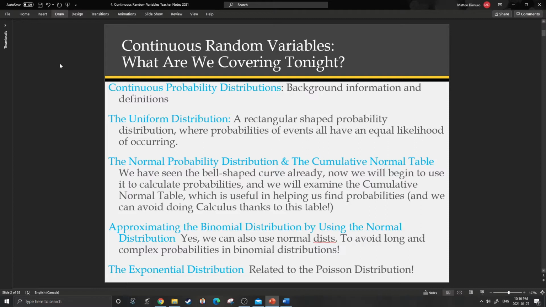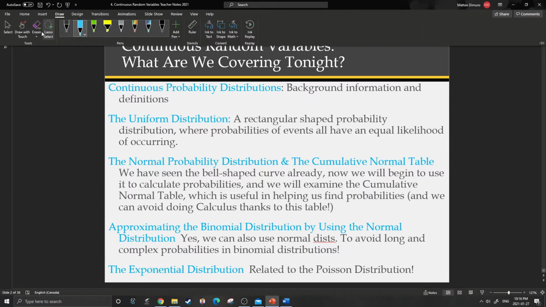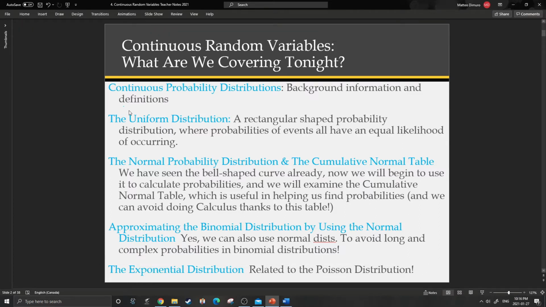Well, we've got continuous probability distributions, so I'll be giving you just background info on those. And the uniform distribution, which is a rectangular shaped probability distribution. A little bit funky, but that is sort of a fun one. I actually quite enjoy that one.